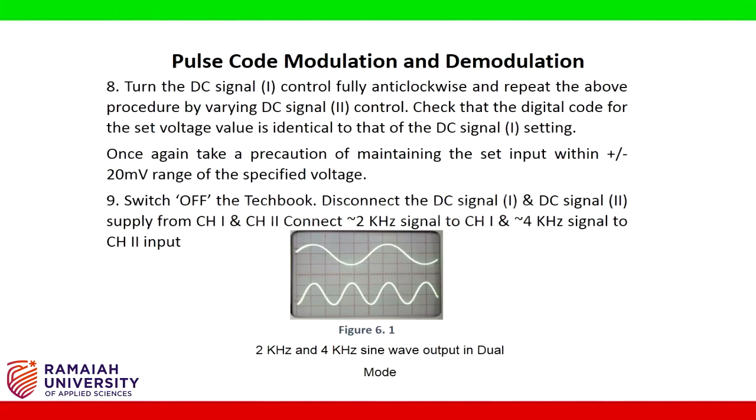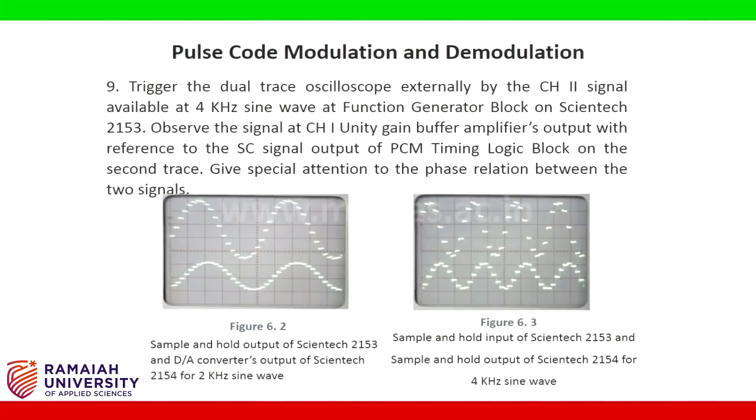Switch off the tech book, disconnect the DC signal 1 and DC signal 2 supply from channel 1 and channel 2, connect 2 kHz signal to channel 1 and 4 kHz signal to channel 2 input. Figure 6.1 shows 2 kHz and 4 kHz sine wave output in dual mode. Trigger the dual trace oscilloscope externally by channel 2 signal available at 4 kHz sine wave at function generator block on Syntec 2153.